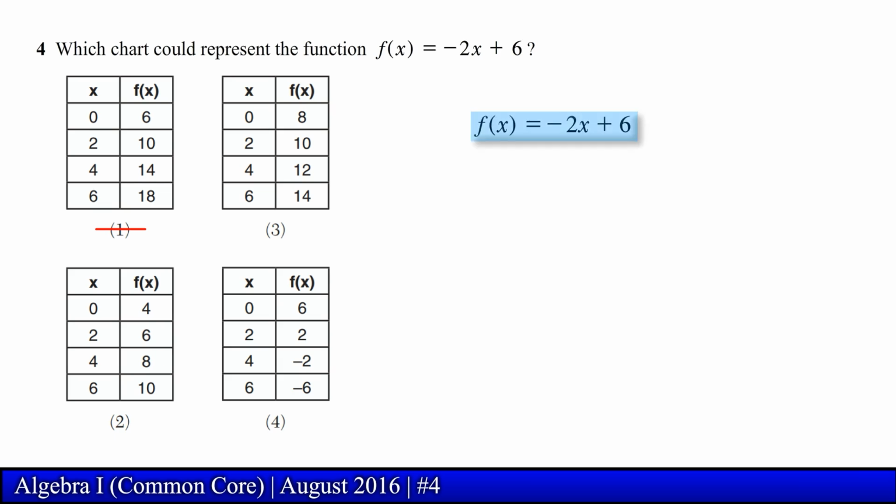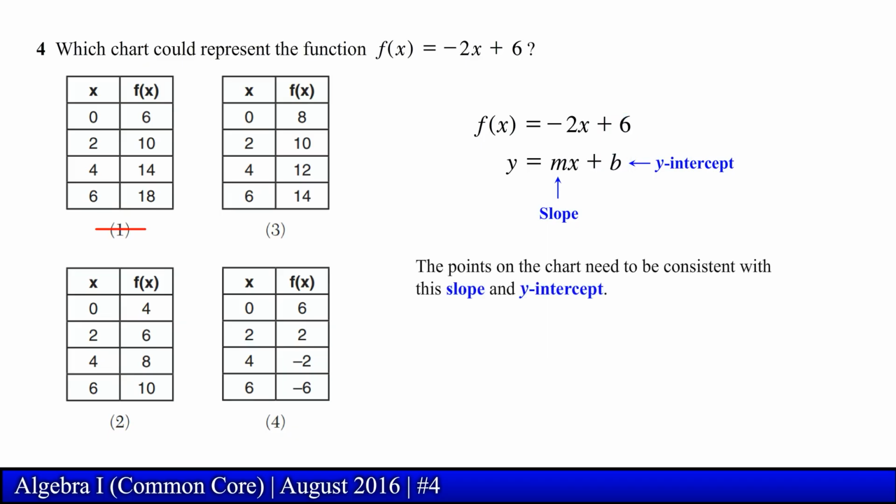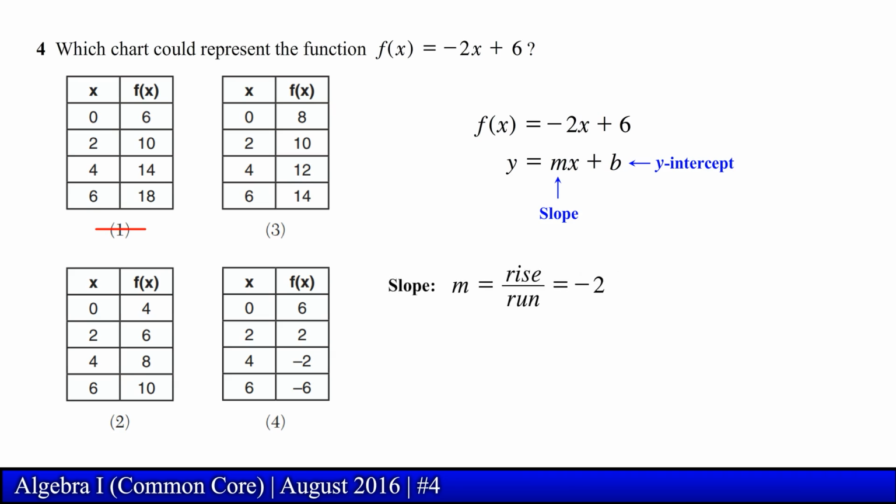Notice that the function represents the equation of a line of the form y equals mx plus b, where m represents the slope of the line and b represents the y-intercept. In this problem, the slope is equal to -2, and the y-intercept is equal to +6. This means that the points on the chart need to be consistent with this slope and y-intercept. In other words, the points in the chart need to have a rise over run equal to -2 and have the point 0, 6 as one of its points.